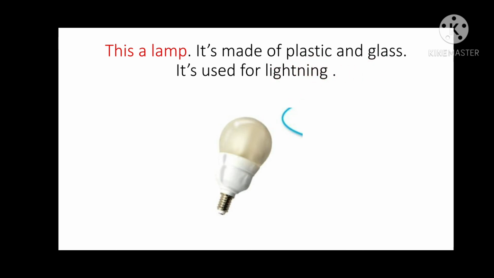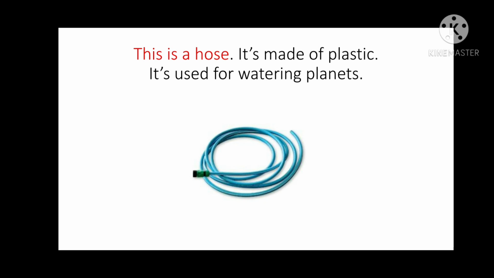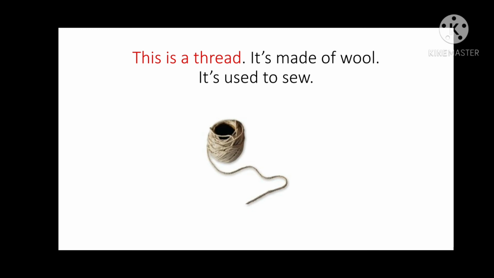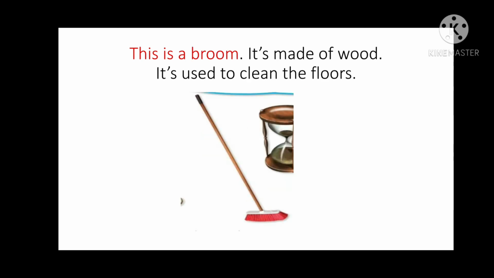Let's move to the next item, which is the hose. This is a hose. It is made of plastic. It's used for watering plants. Okay, let's move to the third item, which is thread. Thread معناها خيط. This is a thread. It is made of wool. It is made of wool or silk, whatever you choose. Wool, silk, or cotton. So it is used to sew. يستخدم في الخياطة.